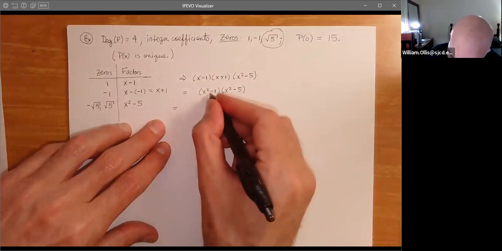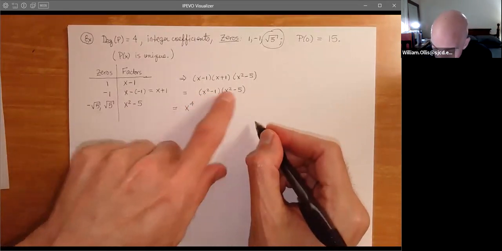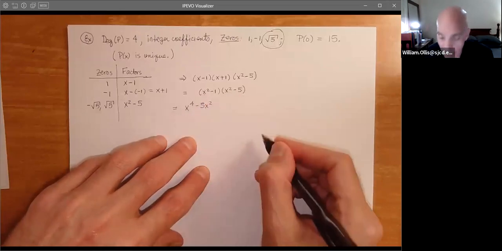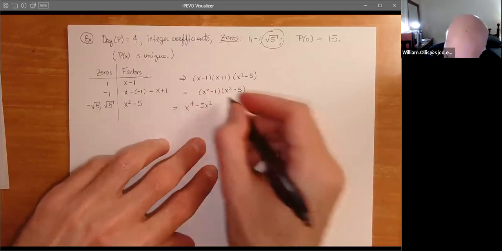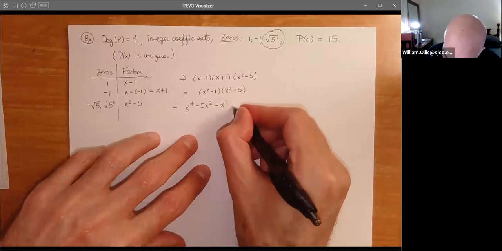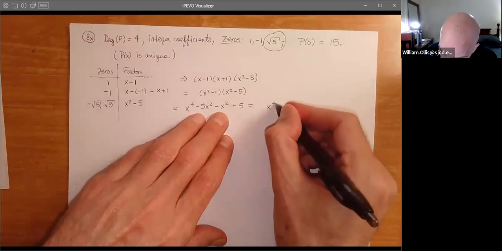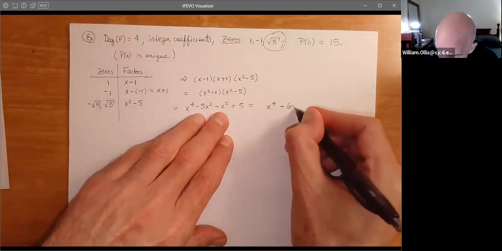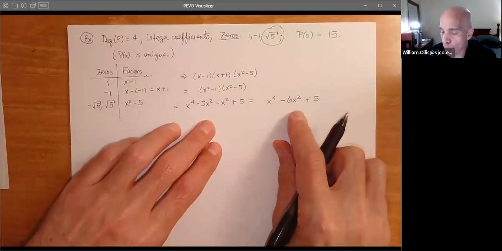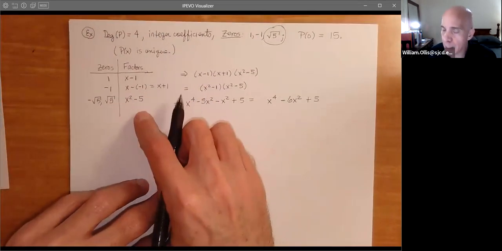We'll just use the distributive law. x squared times x squared is x to the 4th. x squared times negative 5 will be minus 5x squared. And then we have negative 1 times x squared, so minus x squared. And then negative 1 times negative 5 is plus 5. So if we just combine like terms, we get x to the 4th minus 6x squared plus 5. So we see this is really quadratic form. It's quadratic in x squared, which is not a surprise based on what we've done here.